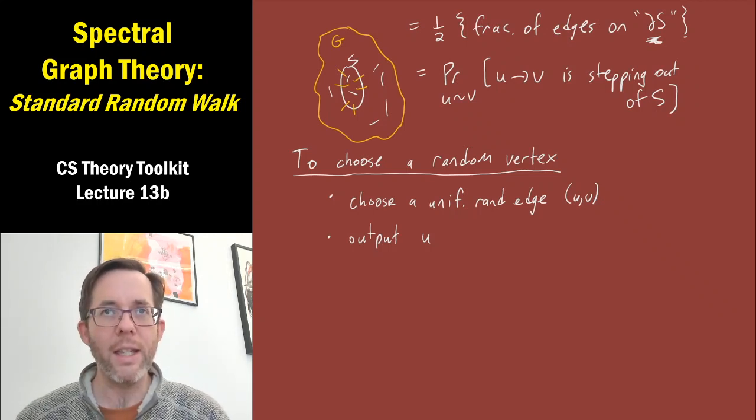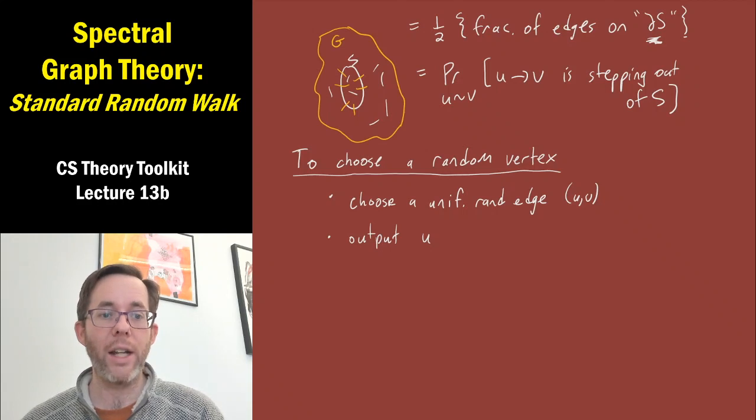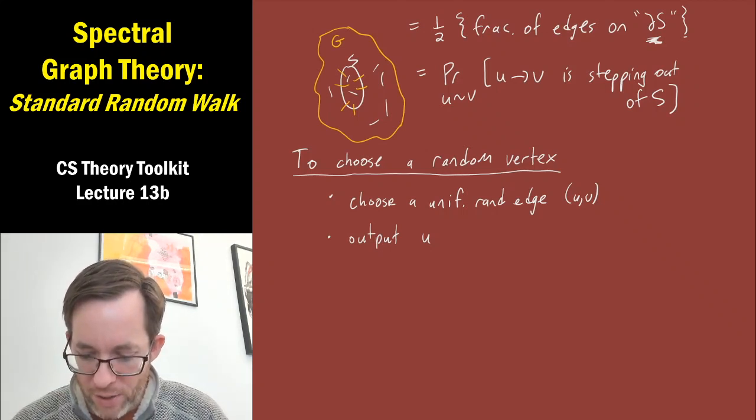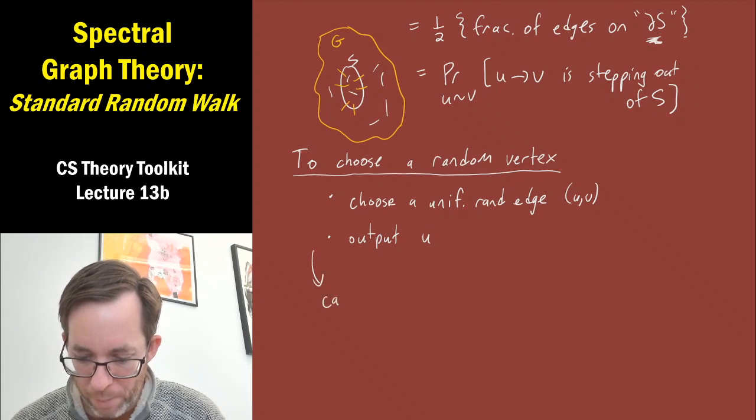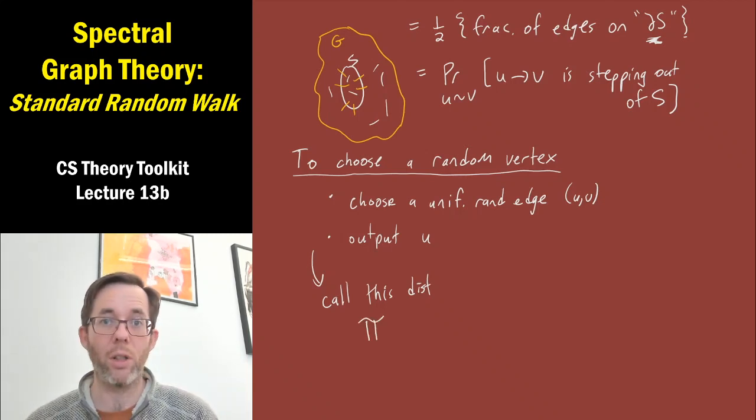Okay, so this is a funny way to draw a vertex at random. And if you think about it for a moment, it's sort of biased towards choosing vertices with very high degree because they touch the most edges. Let's call this distribution pi. So pi is going to represent a probability distribution on vertices.